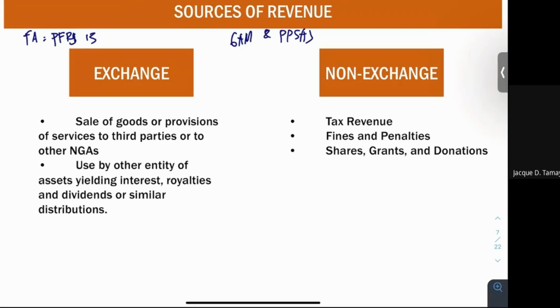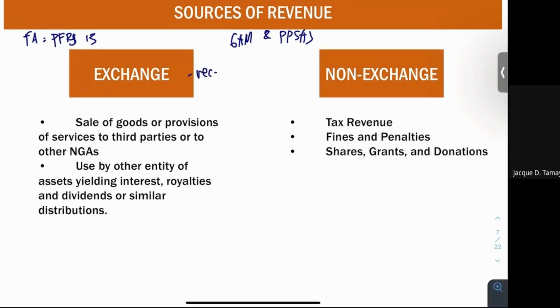So there is a reciprocal transfer. You already know that whenever we talk about exchanges, there is a reciprocal transfer. Now, when we talk about non-exchange, there is no transfer. There is only a transaction in which one entity only receives, and the other does not give. While in exchange, one receives, one gives. In non-exchange, only one receives.